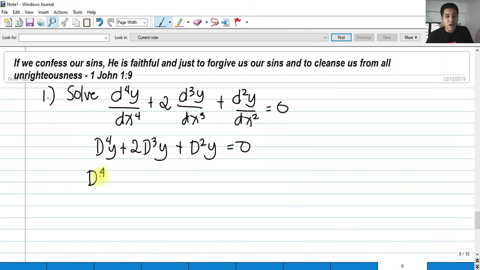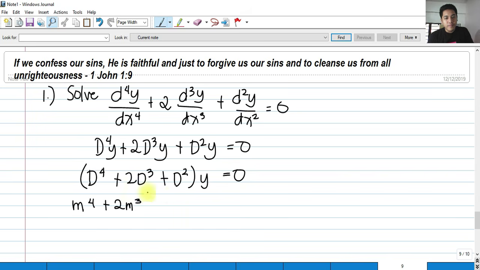We have to factor out y such that this becomes this. And finally, we are going to put this into an auxiliary equation. If we put this into the auxiliary equation, we have m raised to 4 plus 2m cubed plus m squared is equal to 0. Again, we will solve for the roots, or for the values of m. Since we have m raised to 4, of course we have 4 roots. But as you can see, we can factor m squared from this whole expression such that this would become m squared times the quantity m squared plus 2m plus 1.